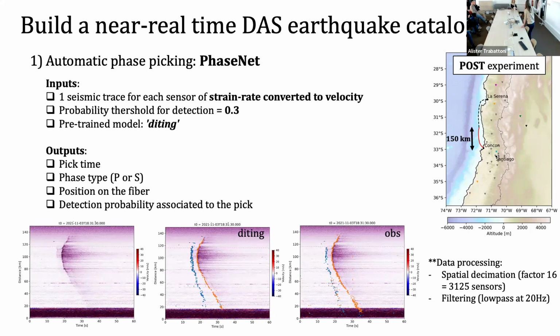And this first try for the catalog is made only on the cable, the DAS that is interrogating the cable toward the north.